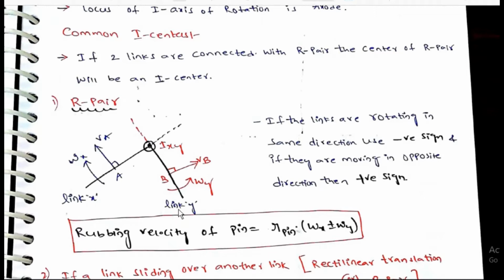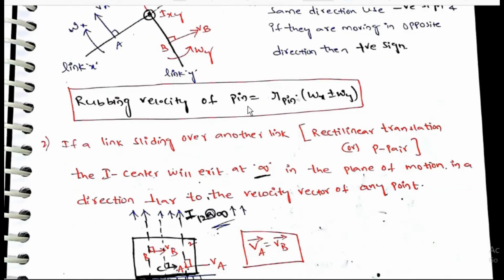Link X and link Y are joined at I_XY. Omega X over omega Y. If the links are rotating in the same direction, use the negative sign. If they are moving in the opposite direction, use the positive sign. Like for calculation of rubbing velocity, we have to write the relative velocity. If they are in the same direction, r pin into omega x minus omega y. If they are in opposite directions, r pin into omega x plus omega y, the rubbing velocity of the pin.